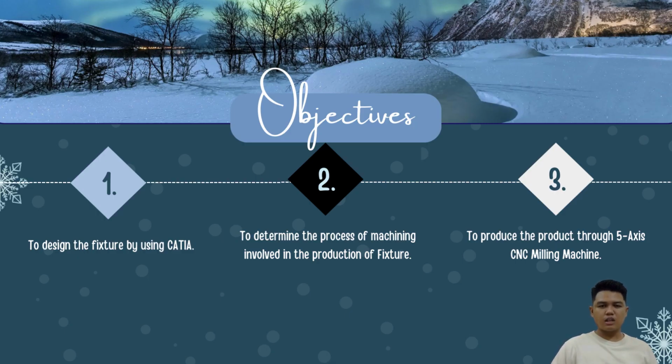So our objectives of this project are to design the fixture by using CATIA, to determine the machining process involved in the production of the fixture, and to produce the product through a 5-axis CNC milling machine.